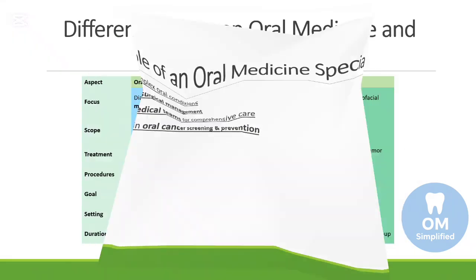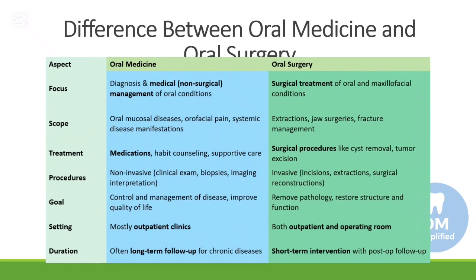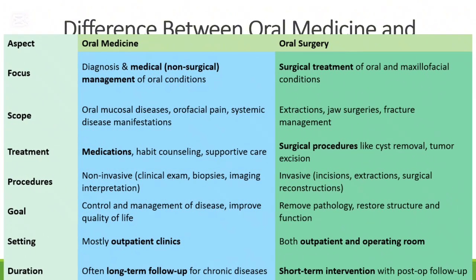Now, what is the difference between oral medicine and oral surgery? It's a very common confusion, and I'm here to discuss what the exact difference between oral medicine and oral surgery is. So, oral medicine mainly focuses on diagnosis and medical management of oral conditions, like non-surgical management of oral conditions. Whereas oral surgery deals with the surgical treatment of the oral and maxillofacial conditions.